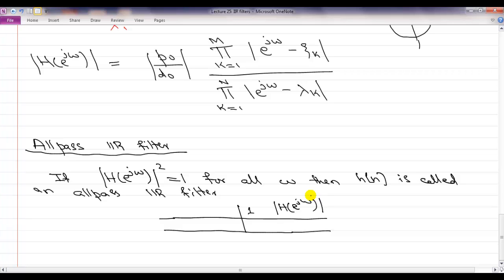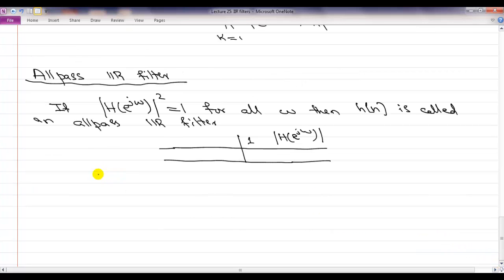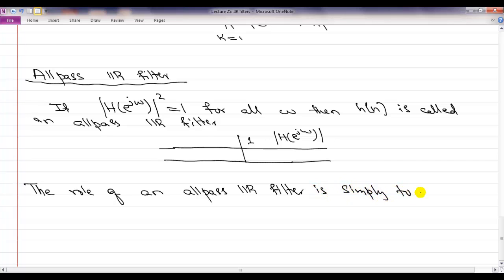So what is this filter doing then? This filter is actually not changing the magnitude, but it is changing the phase of your input signal. Okay. So the role of an all-pass IIR filter is simply to change the phase of the input signal.